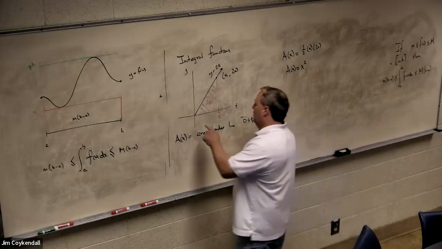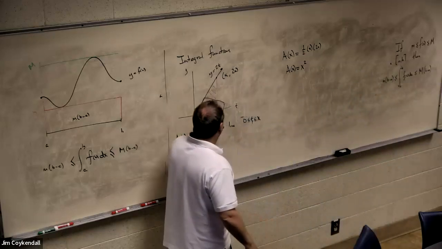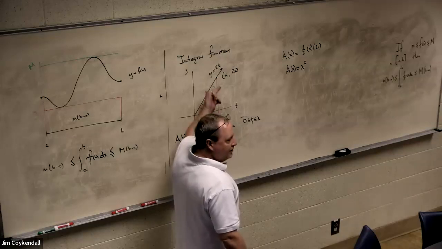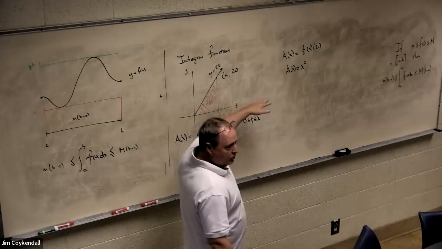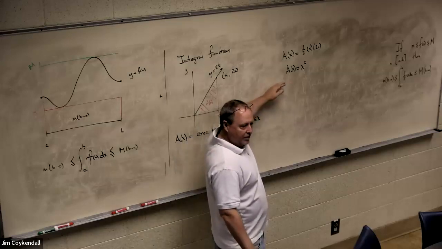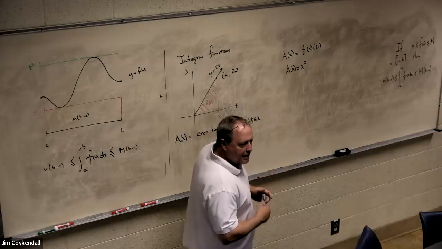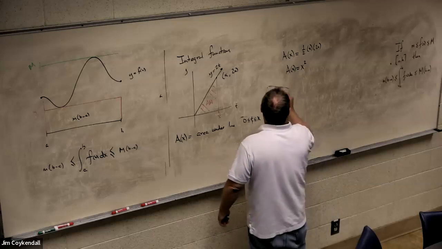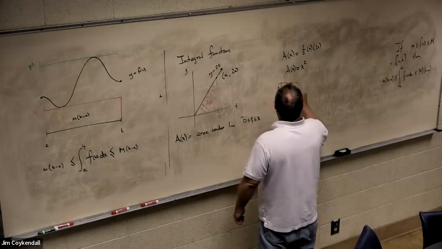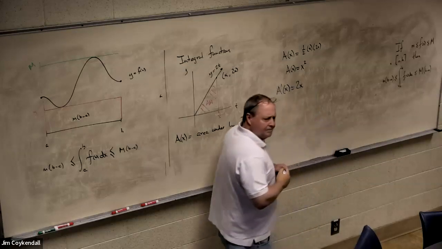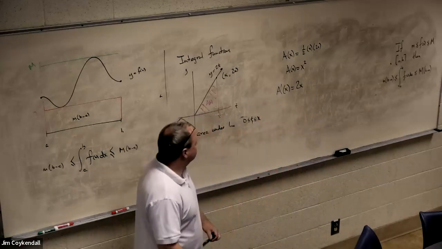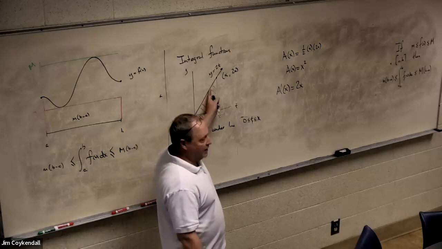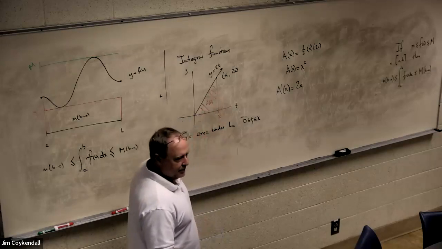Notice when x equals 0, I've got no area. When x equals, say, 2, then I've got a triangle of width 2, height 4, which gives me 4, which is 2 squared. So everybody agree with that? What's the derivative? Notice the derivative is similar to the line that I used to find the function.